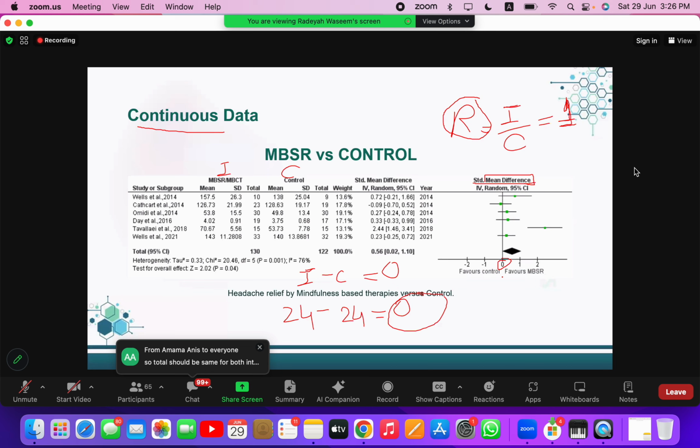So total should be the same for both intervention and control group? Usually the total is the same, but it could be different. There could be a difference of 1 or 2. The total can be different for the intervention and control group, because you take the mean, right? Mean value takes into account the total number of participants. So basically, you're calculating the difference in mean, not the difference in the total number of participants. The mean can be the same and it can also be different for both of the groups.